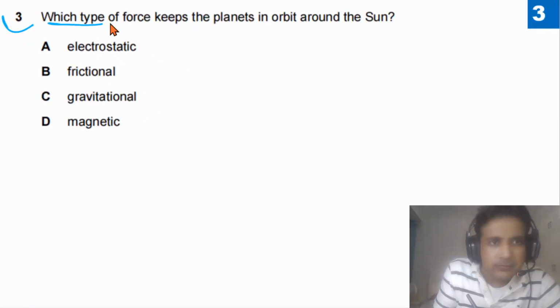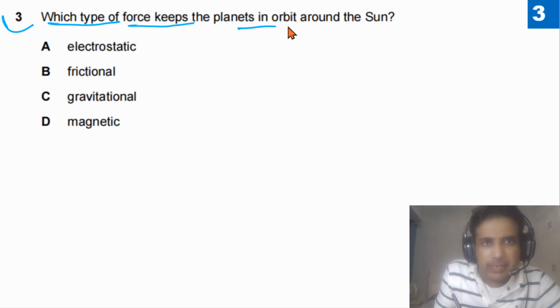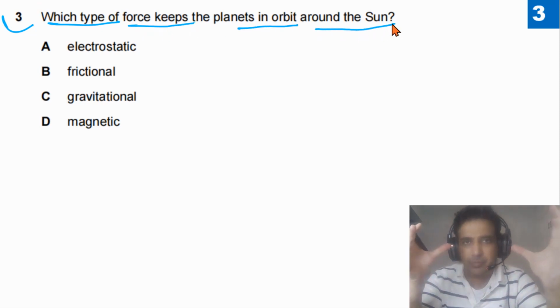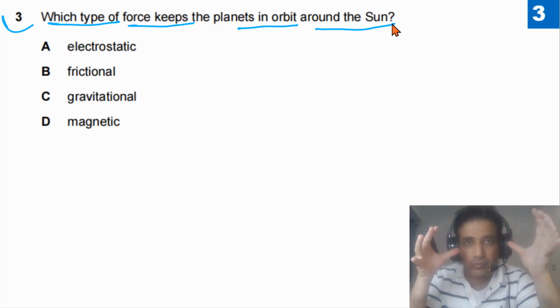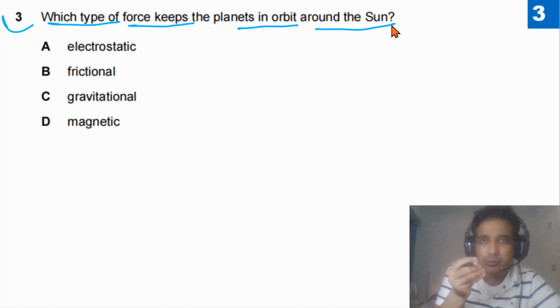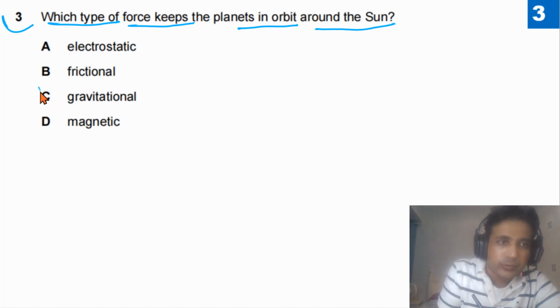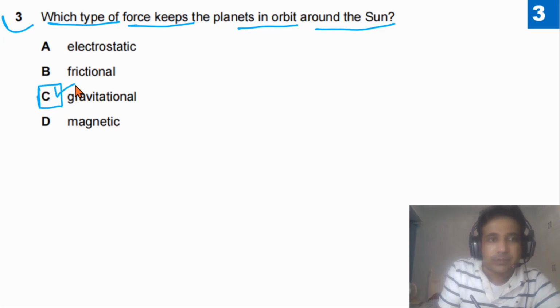Question 3 says which type of force keeps the planets in orbit around the Sun? Which force keeps the planets in orbit around the Sun? That force is the force of gravity, or simply we can say gravitational force. So the answer for this question is C.